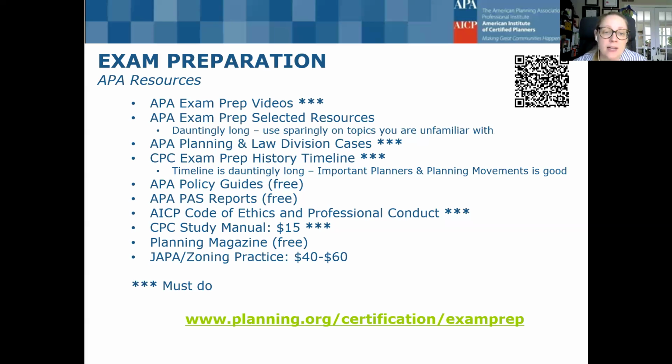Start there. Next up is the APA Planning and Law Division cases. Again, these are all on the website, or you can just use the QR code. These Planning and Law Division cases are awesome. It is a list of probably like 20, the top 20 cases, where 1 or 2 or 3 of them will absolutely show up on your exam. No question. So you just need to know them.